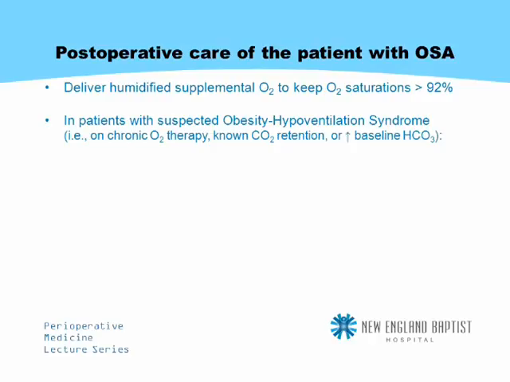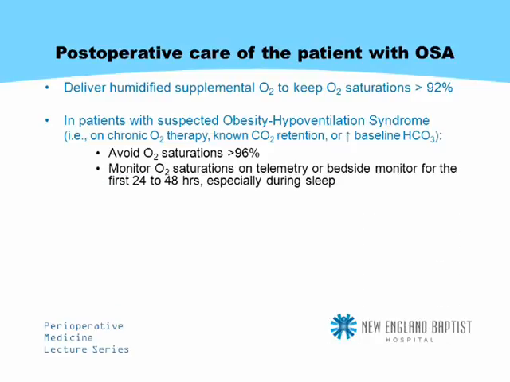We recommend humidified oxygen in patients that have or have suspected obesity-hypoventilation syndrome. You want to avoid saturations more than 96%. That decreases the drive to breathe and also decreases VQ matching. So if you aim at SATs of 99 to 100%, they will retain more CO2, so that's something to avoid.